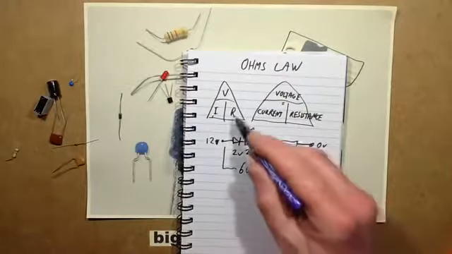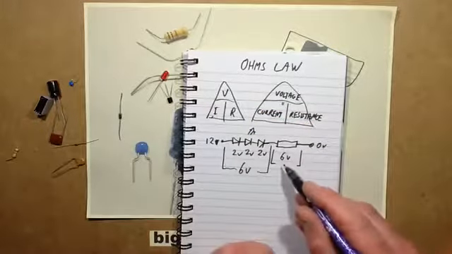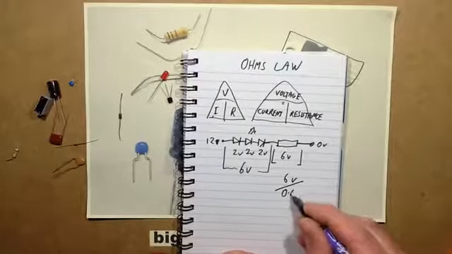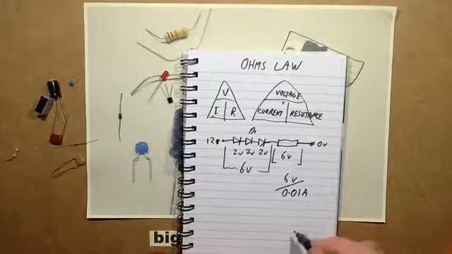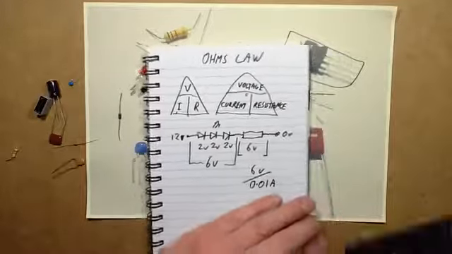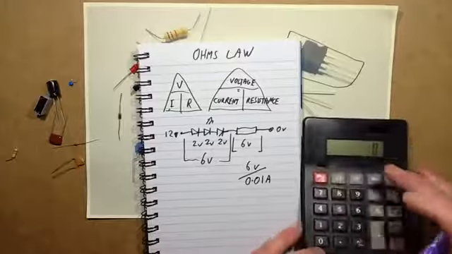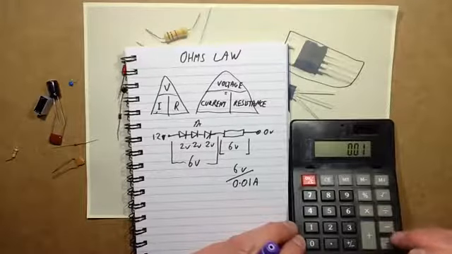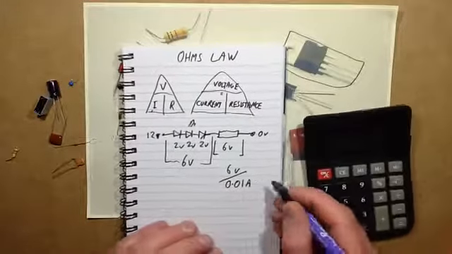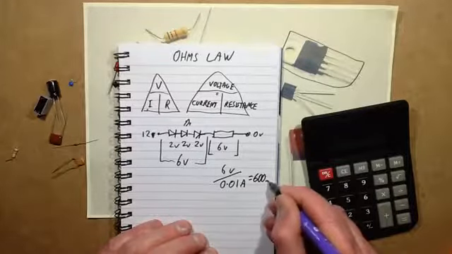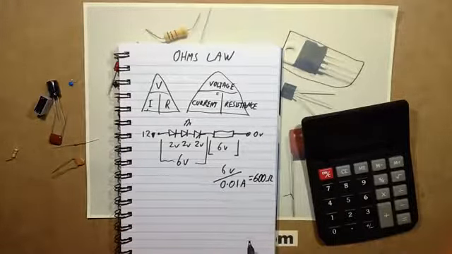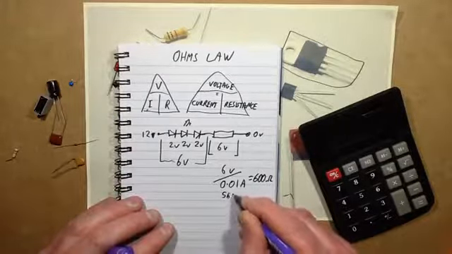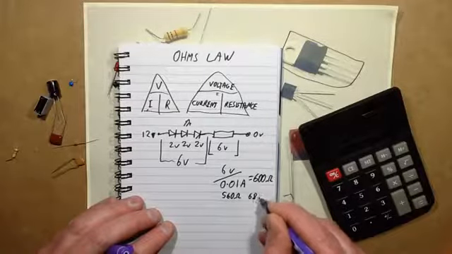So to calculate the resistor, resistor equals voltage to be dropped over the current. It's 6 volts to be dropped, divided by the current you want, which is 0.01 amp, or 10 milliamps. Using the calculator, 6 volts divided by 0.01 equals 600 ohms. Now, that's not a standard value, so you would have to use the nearest standard value, which might be 560 ohms or 680 ohms.